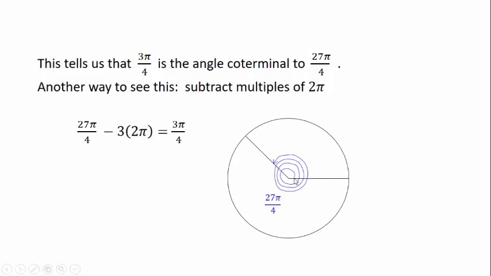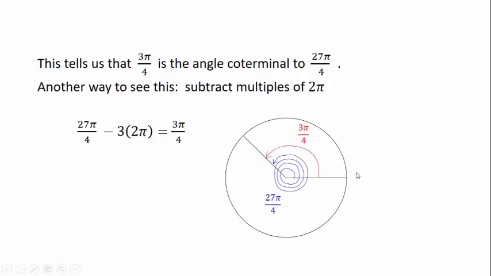All right, so starting in our initial side, we rotate 1, 2, 3 times, so that's our 3 times 2 pi. Then we travel 3 pi over 4 to give us the total of 27 pi over 4. And then this is just 3 pi over 4 in red. So we see that both of these angles have the same initial side and the same terminal side. So that's why they're coterminal angles.